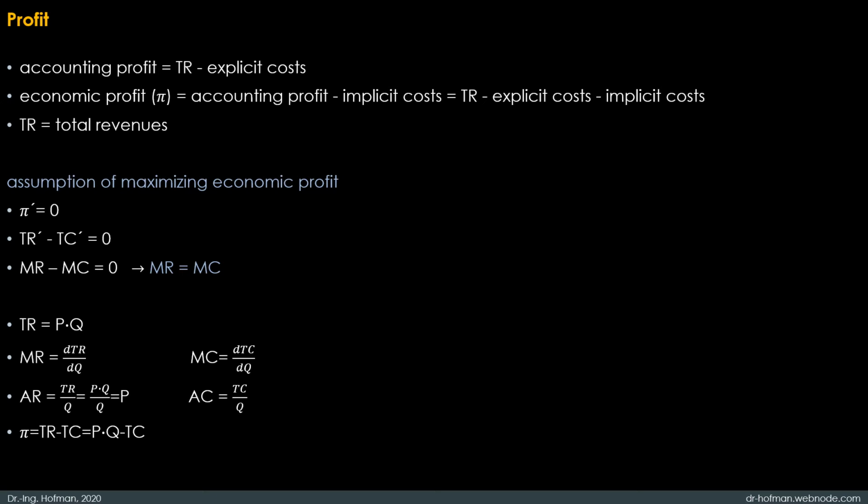And what's this π? This is a different one from the Greek alphabet, right? And this is the profit mark. Profit is given as total revenues minus total costs, which is price times quantity minus total costs.